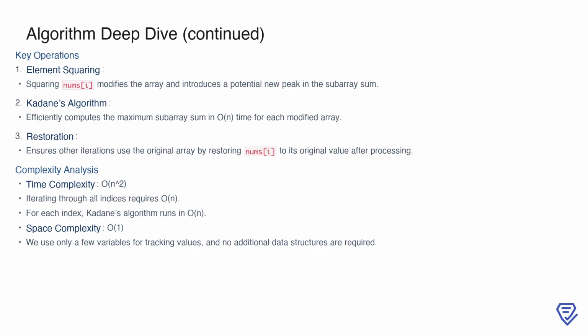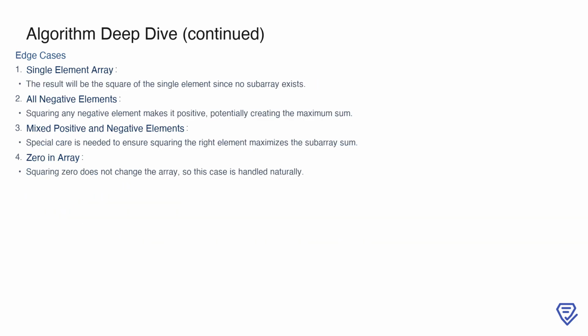The space complexity is O(1), as we only use a few variables for tracking and do not require additional data structures. This ensures the algorithm is efficient in terms of memory usage. It's important to consider edge cases to ensure the algorithm works correctly in all scenarios.